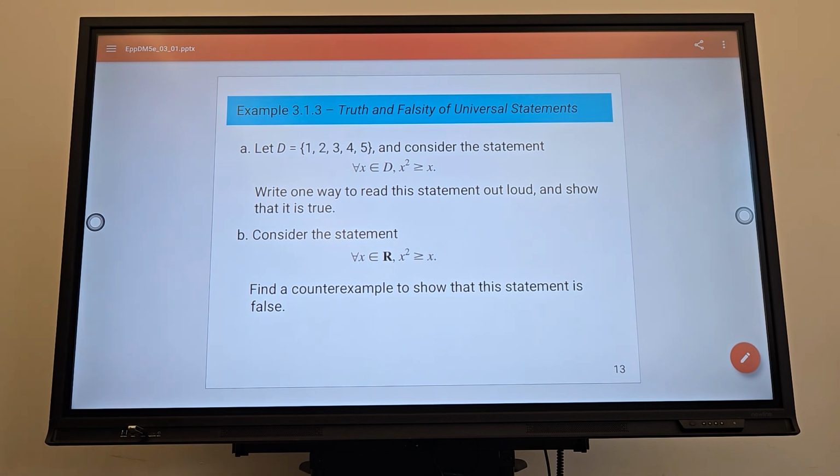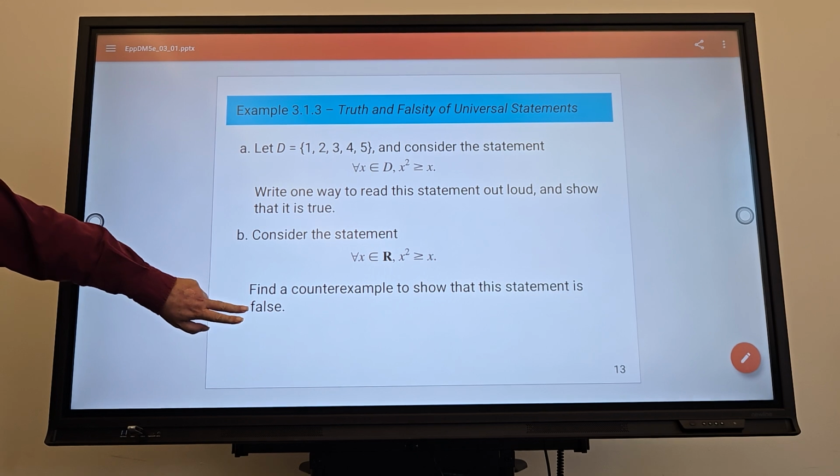Consider the statement for all x who's an element of the real numbers, x squared is greater than or equal to x. Find a counterexample for which this statement would be false. A value of x where x is a positive real number less than 1 would be a counterexample.